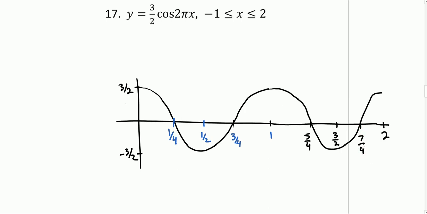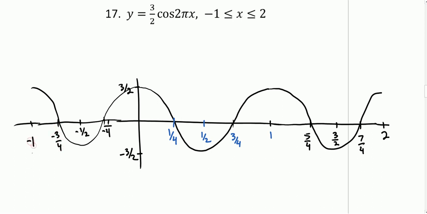And then we're going to go back a period as well. So -1/4, -1/2, -3/4, and ending at -1. So this is our graph of y equals 3/2 cosine 2 pi x, ranging from -1 all the way to 2.